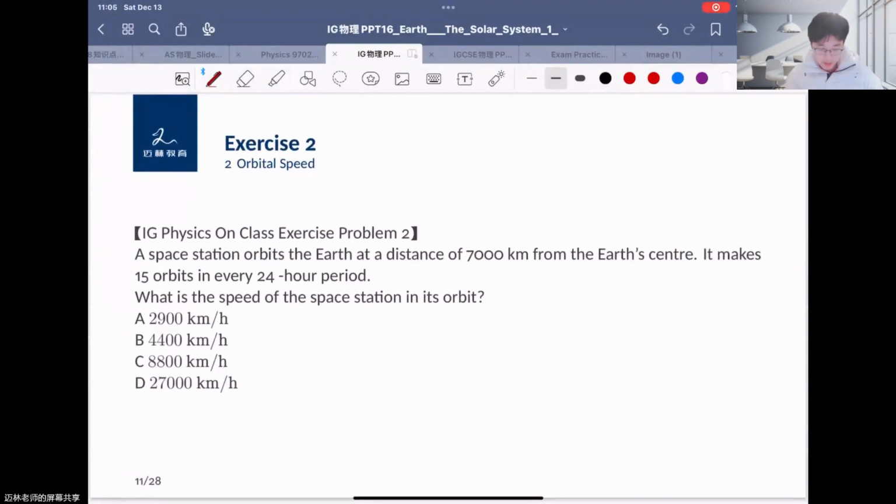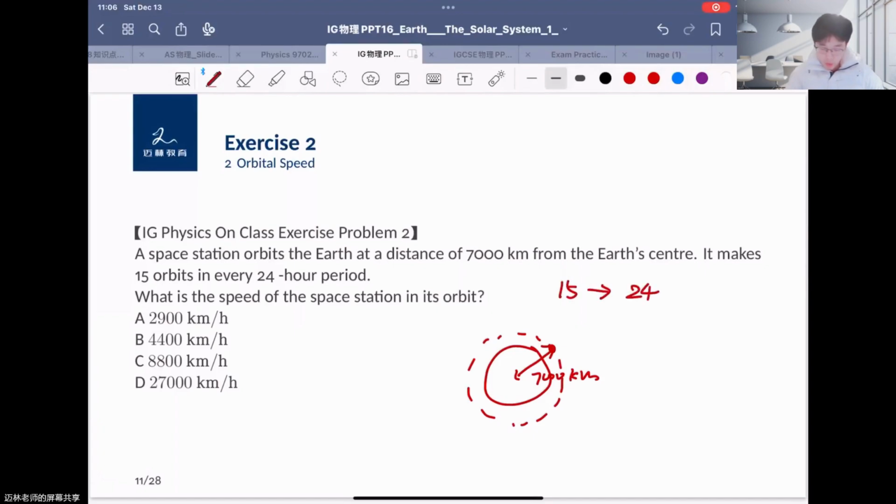So here is a second exercise, the same kind of question. It says that a space station orbits the Earth at a distance of 7,000 kilometers from the Earth's center. So that means there's an Earth, and here is an orbit for a satellite, and the distance is 7,000 kilometers. And it makes 15 orbits in every 24-hour period. So for one orbit, it takes 24 over 15 hours. So the time taken is this value, and we can use the formula to calculate it.